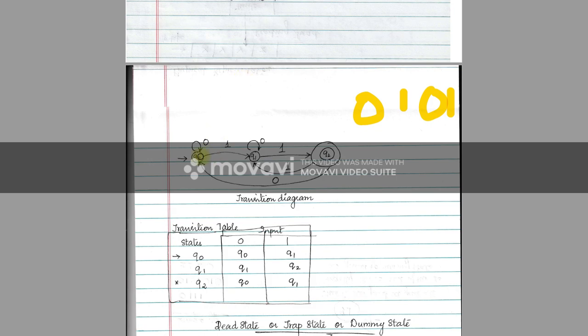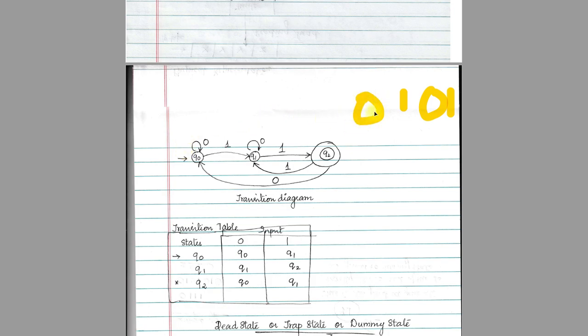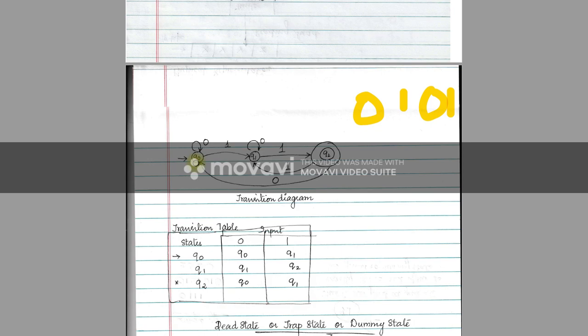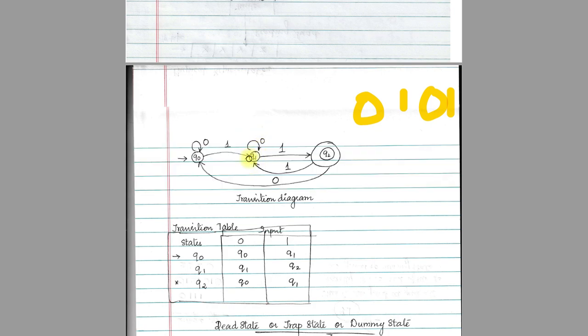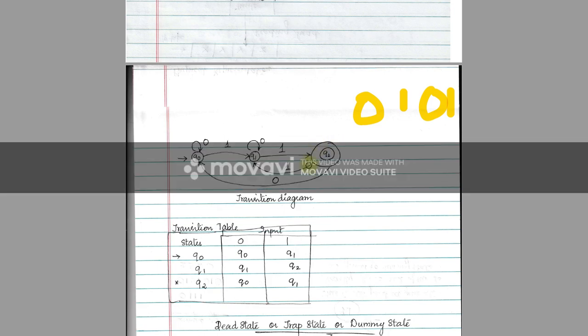Okay, so Q0 is my initial state. My input symbol is 0. So delta Q0, 0, I am moving to which state? Q0 itself. From Q0, delta Q0, 1, I am reaching which state? Q1. And delta Q1, 0, I am reaching which state? I am in Q1 itself. And delta Q1, 1, I'm moving to state Q2. Since we have a concentric circle, that string is acceptable by the machine. So 0101 is accepted by this machine.